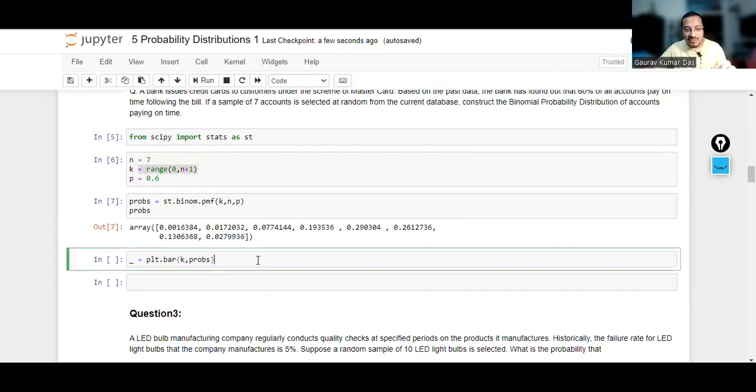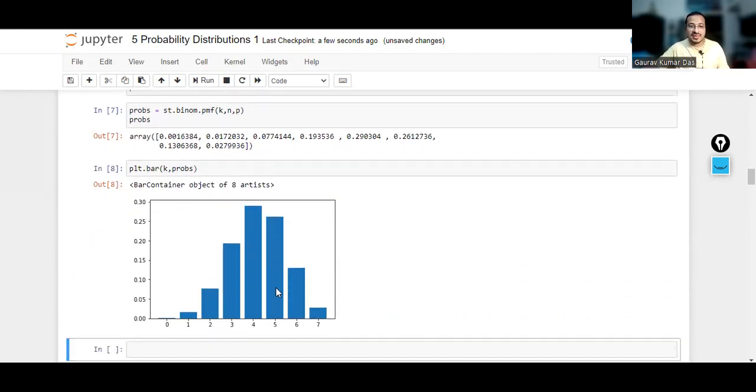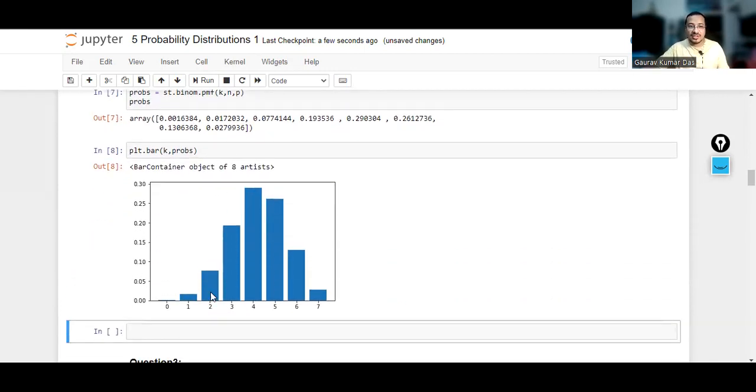Now, if I want to simply plot the distribution curve, I'll use plt.bar, a bar plot. On the x-axis there will be the values of k, and on the y-axis the corresponding probabilities. If I do this, you can easily get the bar plot, or a probability distribution graph, of the binomial distribution determined by accounts paying on time.